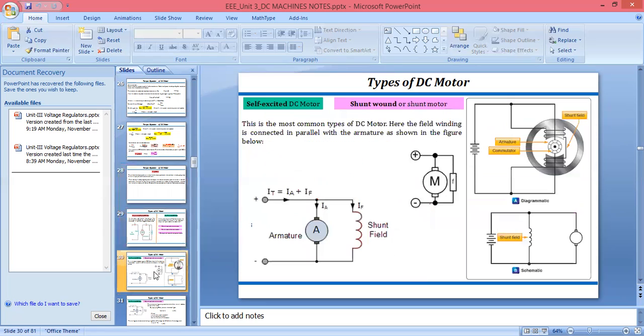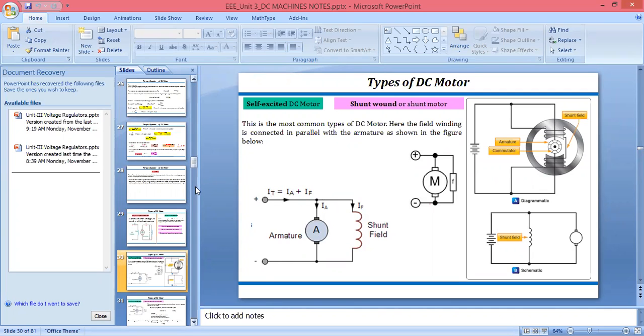Then we have studied the shunt self-excited DC motor. We call it shunt because we are taking the field winding in parallel with the armature. Then we can apply KCL. KCL states that at any node, the incoming current is equal to the outgoing current. According to this, the total current gets divided into the current flowing through the armature and the current flowing through the field winding. So you will get total current It equal to Ia plus If.